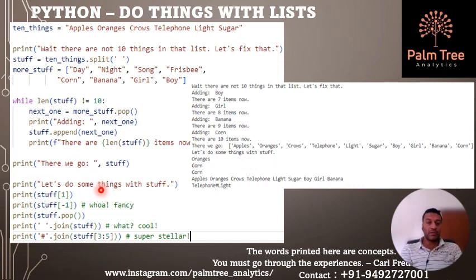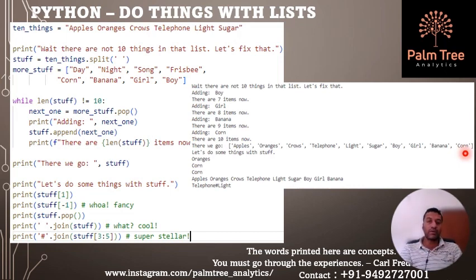Then we do some more things with the index. Stuff of 1: as we already know, the index starts from 0, so 1 is the second item. So oranges comes as output. And then stuff of minus 1. Minus 1 is coming in reverse: the last index is called minus 1, then minus 2, minus 3, minus 4, like that. If the list is empty, then it will give an index error.